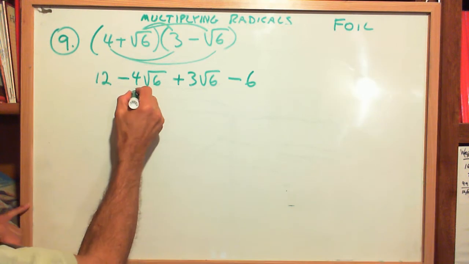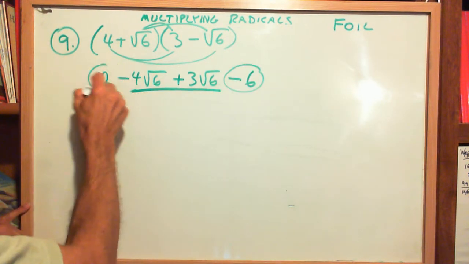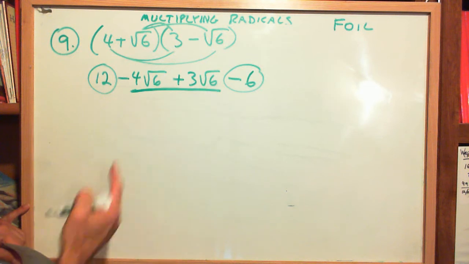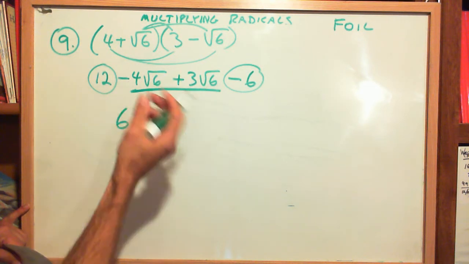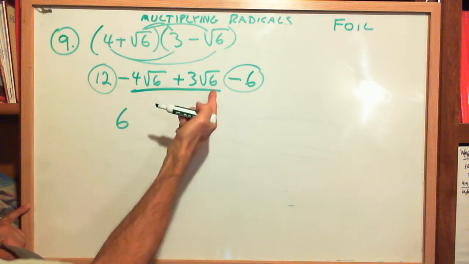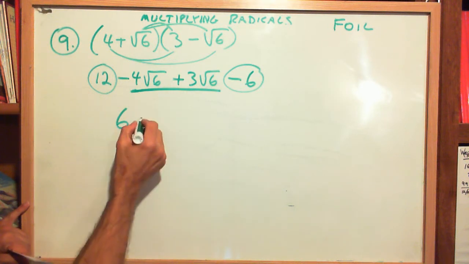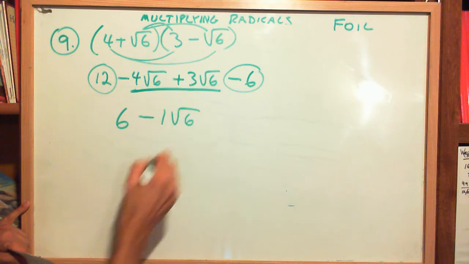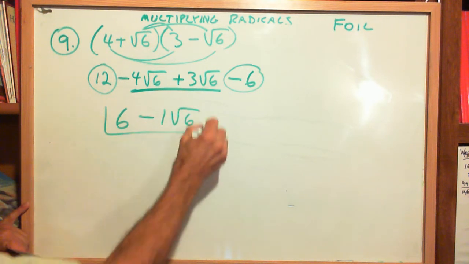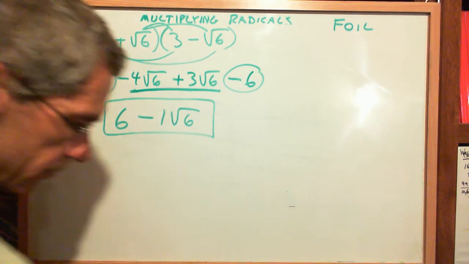Because look, we have like terms here, and we have like terms here. So 12 minus 6 is 6. Negative 4 square root of 6s plus 3 square root of 6s is only negative 1 square root of 6, right? Negative 1 square root of 6. And that is as far as I can go. That's my answer. Okay? So that is FOIL.